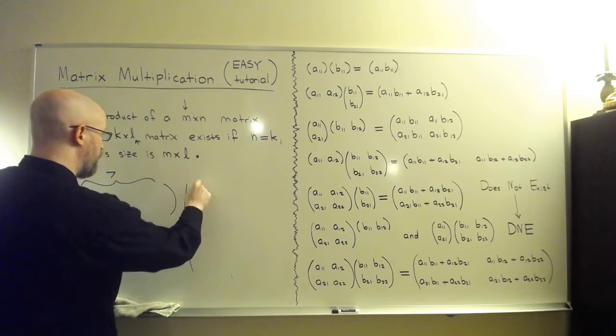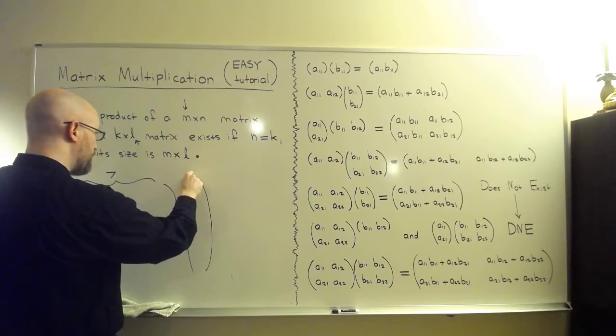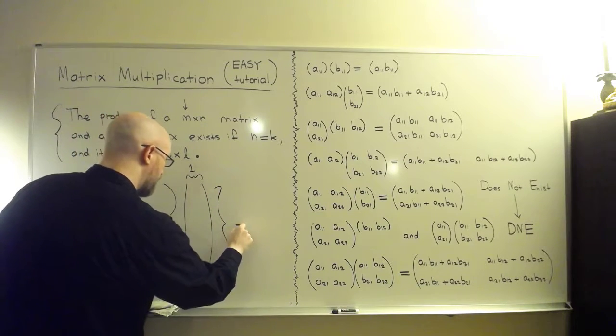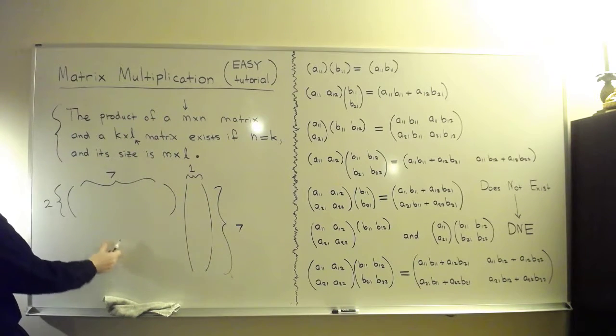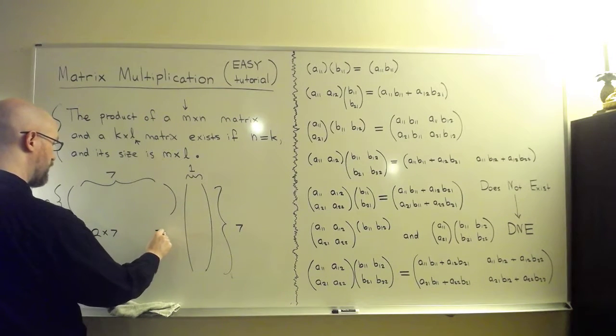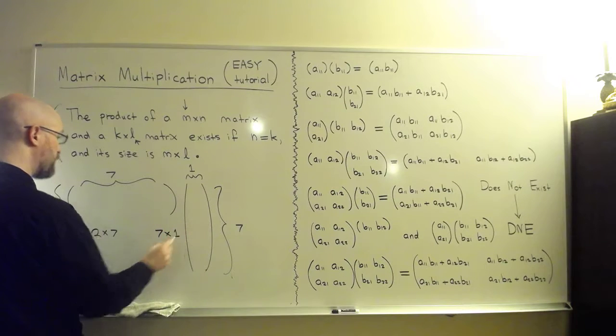And then we had just the 1 column here. So this size here was 1, and this size here was 7. So this matrix here, of course, was 2 rows, 7 columns. This one here was 7 rows, 1 column.